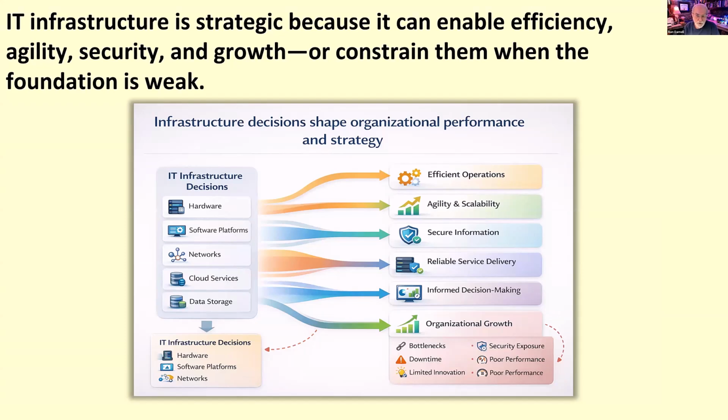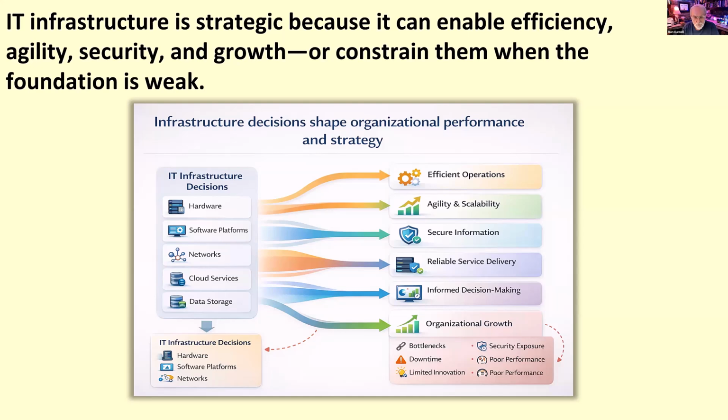IT infrastructure is strategic because it can enable efficiency, agility, security, and growth, or constrain them when the foundation is weak. We bring the discussion back to the managerial and strategic perspective here. Up to this point, we've looked at the types of information systems, infrastructure components, networks, cloud services, and infrastructure alternatives. Now the key question becomes, why do these choices matter so much to the organization? The answer is that infrastructure decisions directly affect organizational performance.